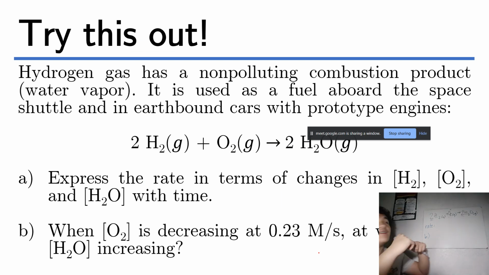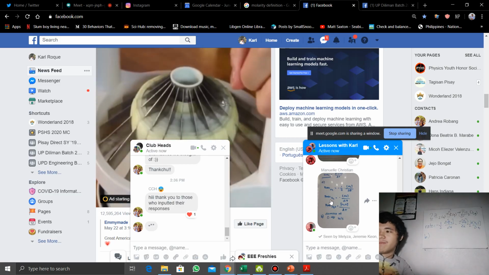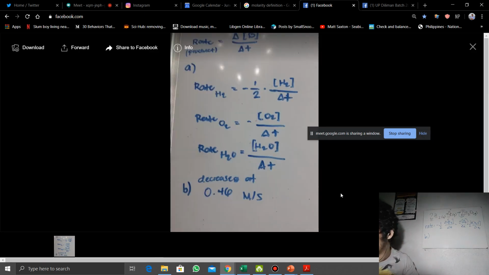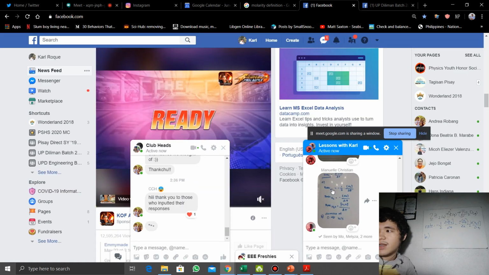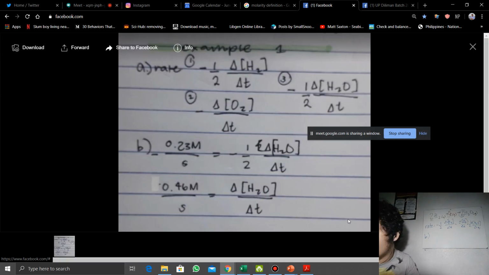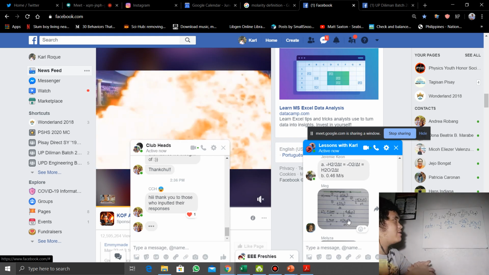Di ba, ano? Rate. Pag reactant, palaging negative na agad. So, negative 1/2 delta H2 over delta T equals negative delta O2 over delta T equals positive kasi product, 1/2 delta H2O over delta T. So, yung mga kanina ay isosum na medyo mali. Ngayon, ingat lang sa signs. Ayan kanino to? Kay Meliza, kay Megan. Ingat lang sa signs, okay? Basta pag reactant yung nasa equation, negative siya. Pag product, positive yung rate niya.